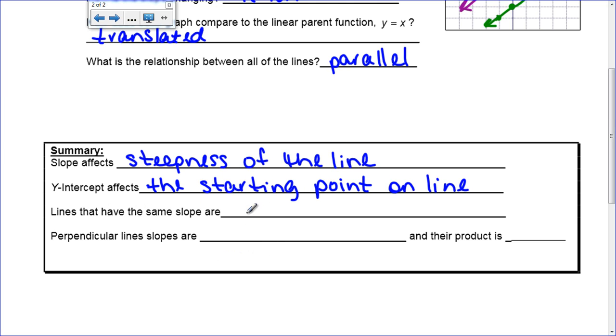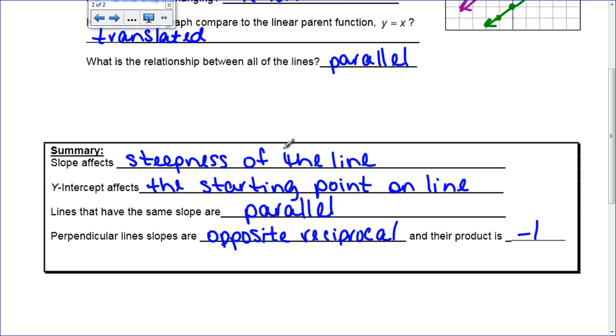So lines that have the same slope, just like we talked about a week or so ago, have to be parallel. And we didn't really talk about perpendicular lines, although we could. Perpendicular line slopes are opposite reciprocals. As we talked about that about a week ago as well. And if I multiplied the slopes of two perpendicular lines, remember their product is always -1.